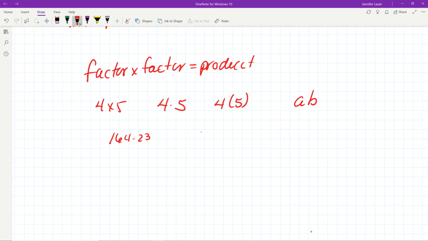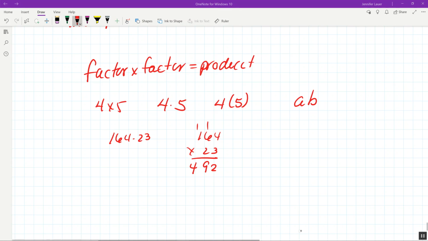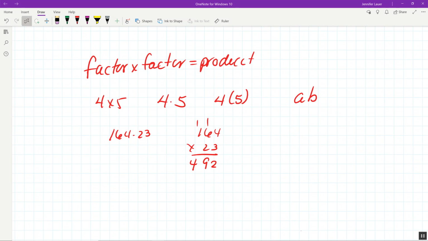164 times 23. You're going to start with the 3. 3 times 4 is 12. Carry the 1. 3 times 6 is 18 plus 1 is 19. Carry the 1. 3 times 1 is 3. That's 4. Okay, so that is just a review of just plain multiplication. Let's do a couple of division problems and then we will stop.